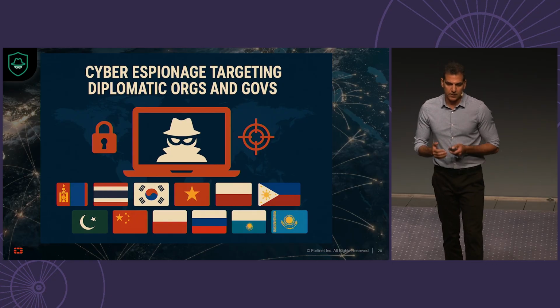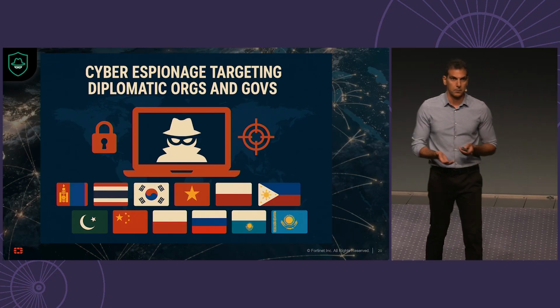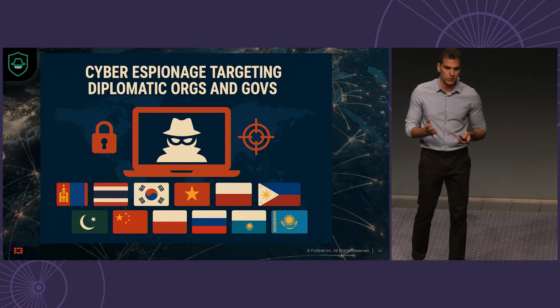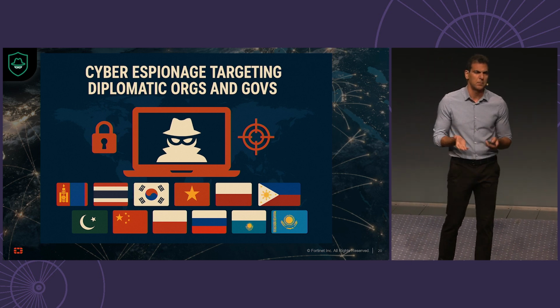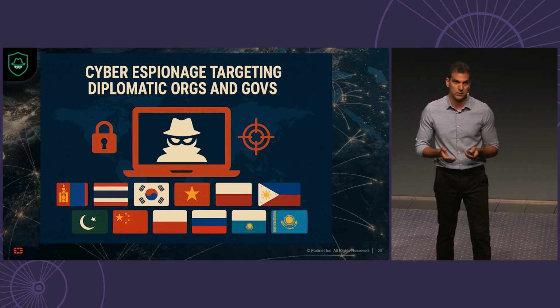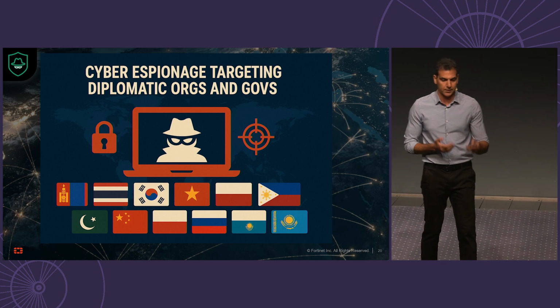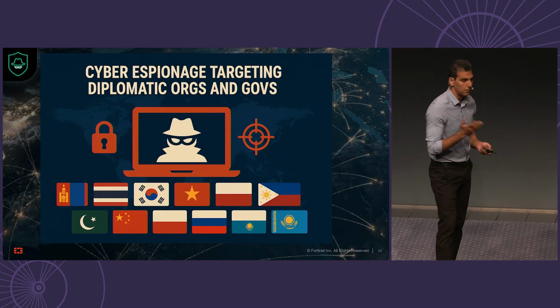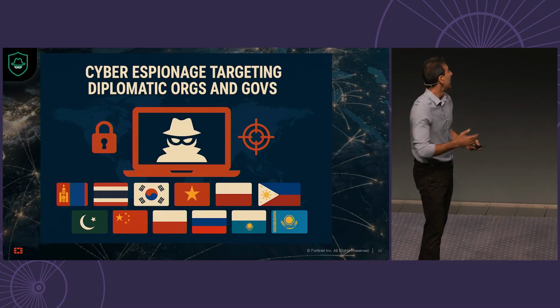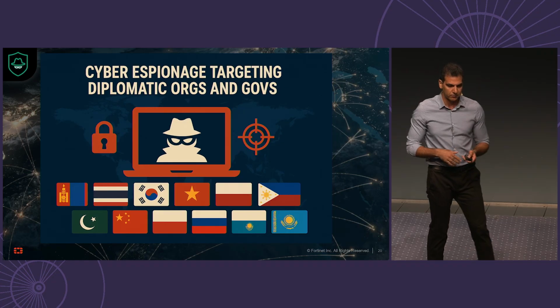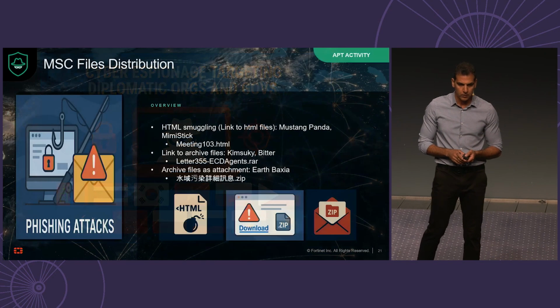Most of the activities that we observed were cyber espionage operations, especially targeting diplomatic organizations and government. We saw very few cybercrime operations like Larva 208 and Radomantis, but mainly they were targeted cyber espionage operations. And these are some of the countries that have been targeted by these operations.